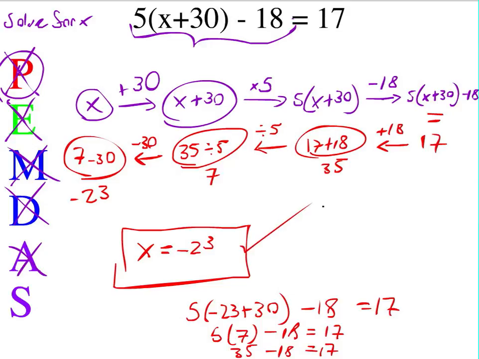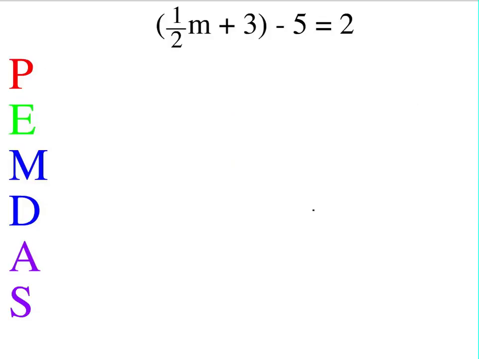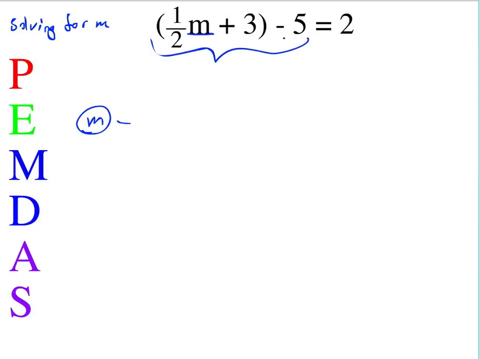Alright, so let's do another example. Again, we want to start with the variable. Now notice in this case, we don't have the variable x. It can always be any letter. So in this case, we're solving for m. So our variable here is m. Okay, so now for step 2, we're going to start creating our flowchart. We want to start with m, and we want to list all the operations in order to end up with this expression here. So we start with m.